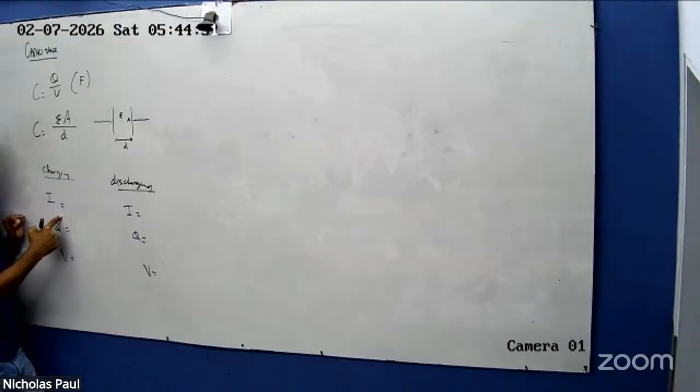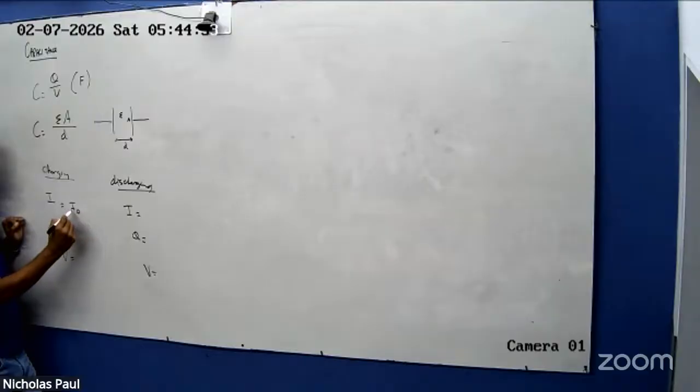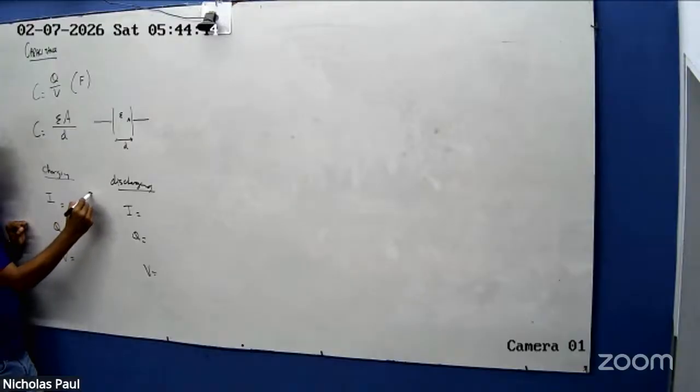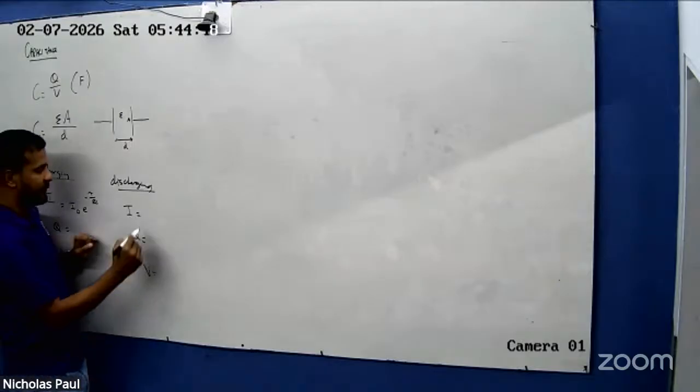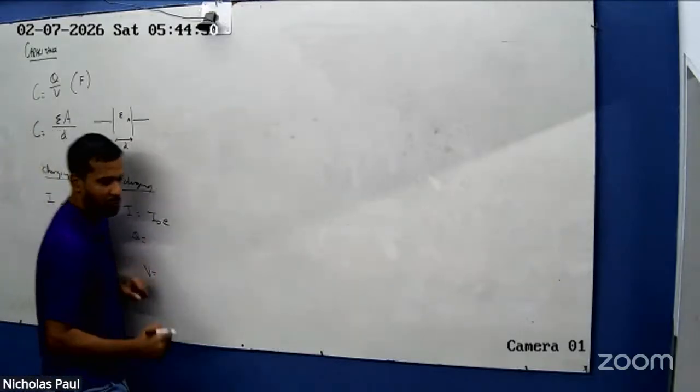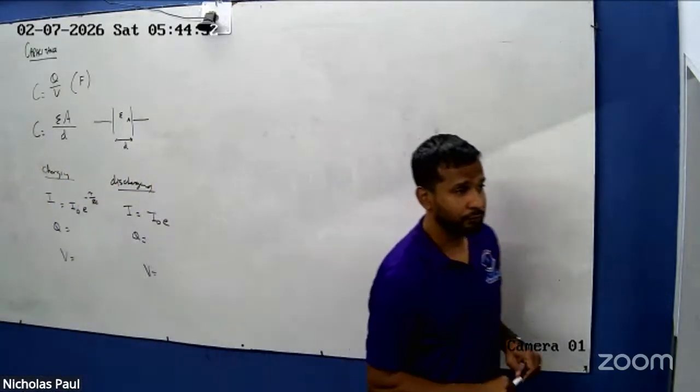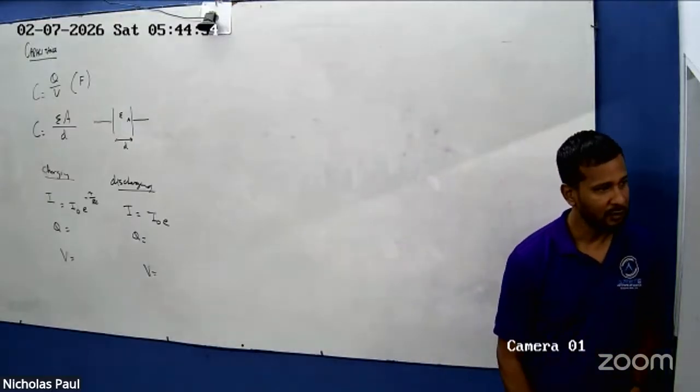What's the I graph here? I is equal to I naught times e to the minus t over RC. And all these here are the same thing, right? Write them down. Oh, no, not yet. Ready?